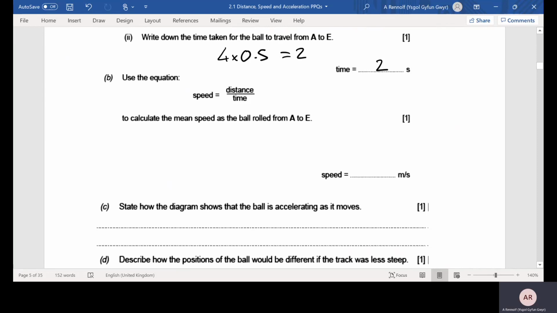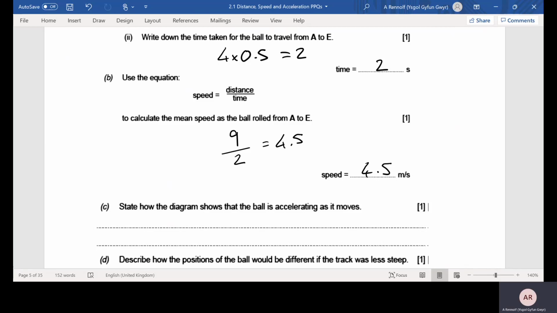Part B, use the equation speed equals distance over time to calculate the mean speed as the ball rolled from A to E. Well, our distance we've already established is 9 meters, and the time it's taken the ball is 2 seconds. 9 divided by 2 is 4.5 meters per second.